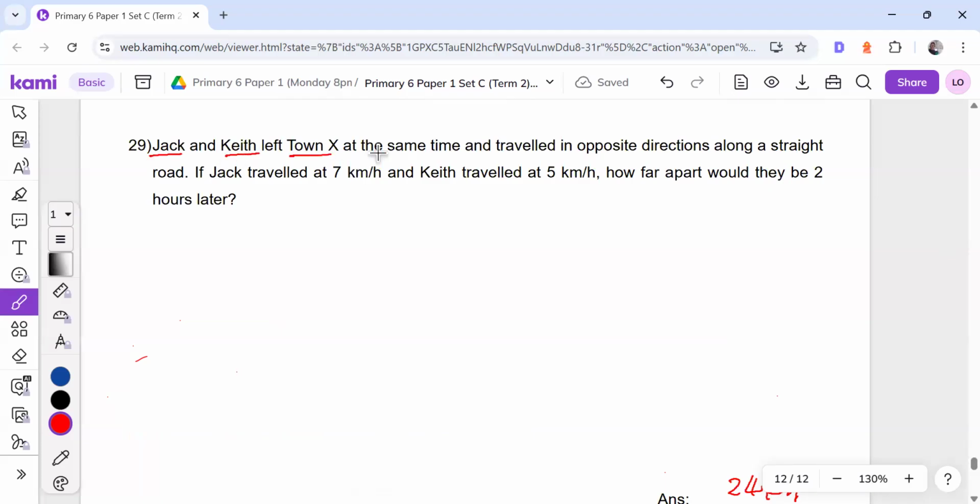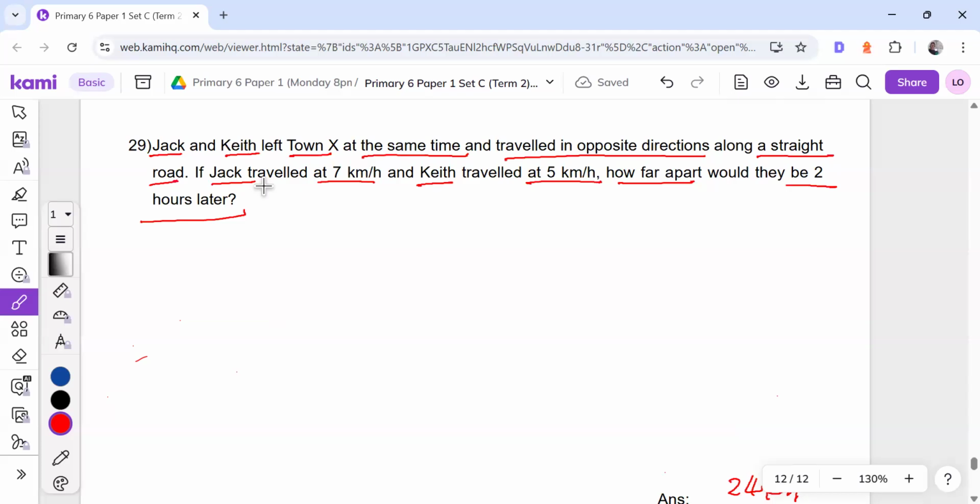Jack and Keith left town X at the same time and travel in opposite directions along a straight road. If Jack travels at 7 km per hour and Keith travels at 5 km per hour, how far apart would they be 2 hours later? Now remember, those of you in my lesson, Mr. asked you to show your fingers, right? Two persons, two fingers. So you have to act it out.